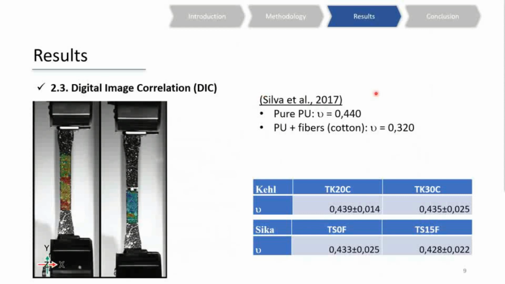About the Poisson ratio, the literature presents values for pure polyurethane around 0.44. Also, in a composite presented in the literature with 7 unidirectional cotton fiber layers, the coefficient was reduced to 0.317. Similarly, in the present work, the addition of fibers reduced the transverse deformation of the specimen, which also reduced the Poisson ratio from the pure to the reinforced sample. And all the values obtained were consistent with the literature data and were between 0.428 and 0.44.